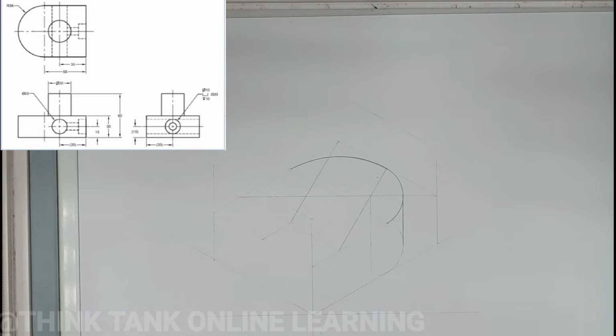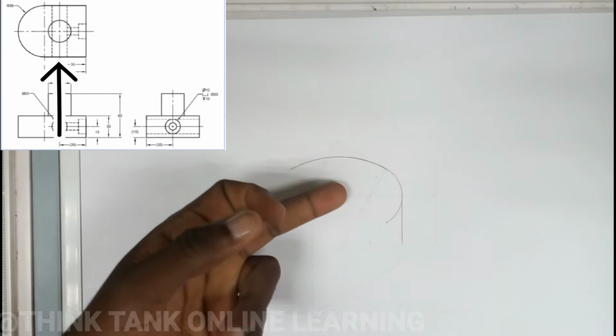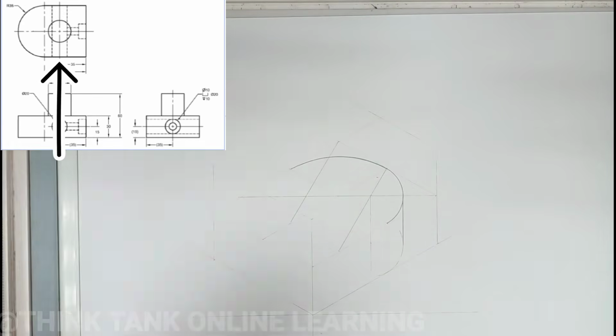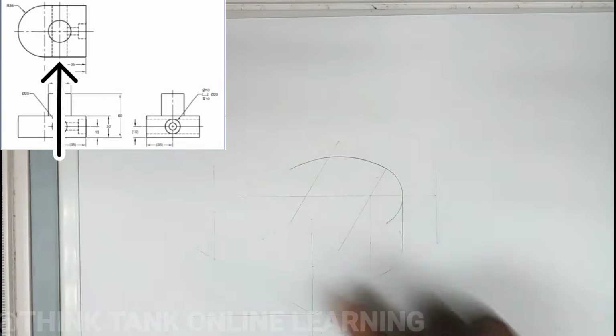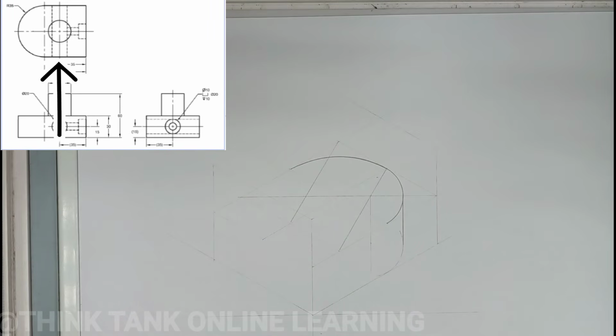Then the next thing I am going to do: I should have a circle here, but since I've drawn my object like this, that circle is now here, so I am not going to see the circle. But if you look at the plan, that circle is a through hole. That means it's here and it's also here, so there's a hole. That means I have to draw that circle, but let me start with the circle at the back.